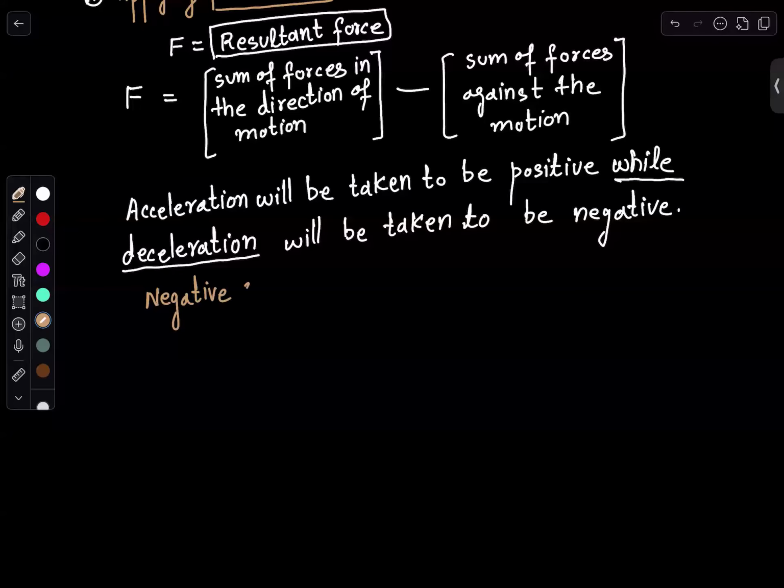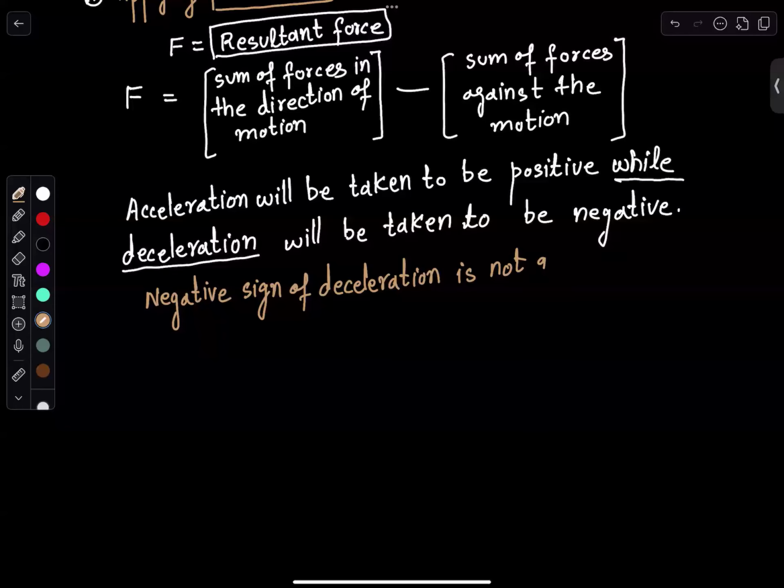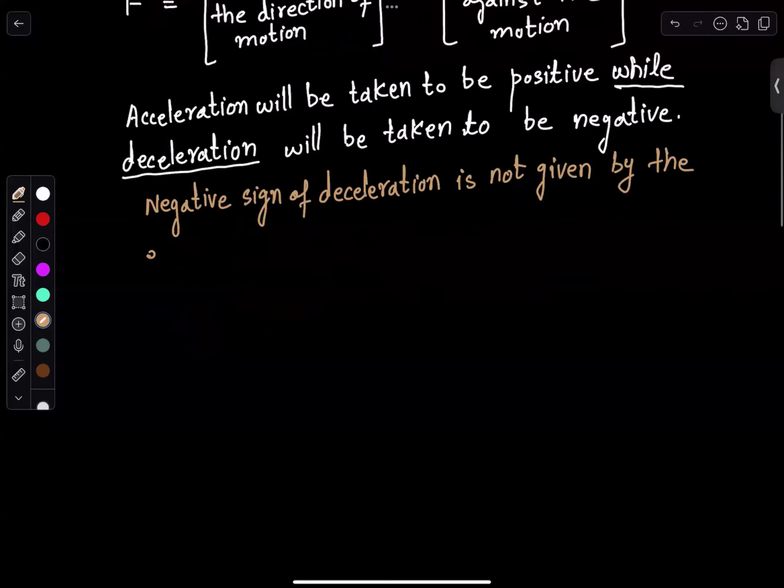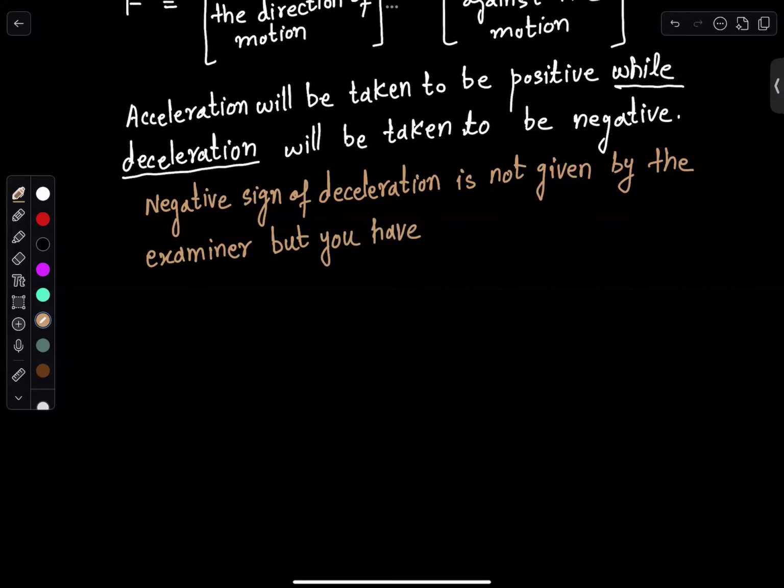You should write that: the negative sign of deceleration is not given by the examiner, but you have to apply it by yourself.